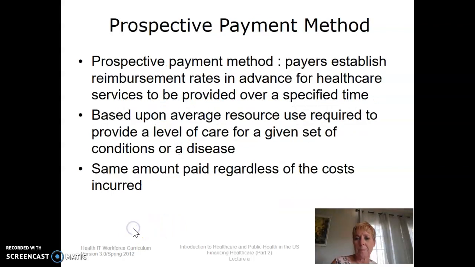The PPS system, payers establish reimbursement rates in advance for healthcare services to be provided. PPS rates look at the average resources used to treat a particular condition. For example, if someone has congestive heart failure, what is the average resources needed to treat someone with congestive heart failure? They look at that data over time, and then they use that average resource to help determine payment rates. That person with congestive heart failure, you can have two people. One might need more care, one might need less care, but under PPS, they get the same amount no matter what.